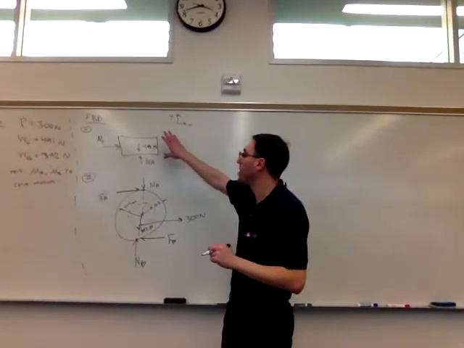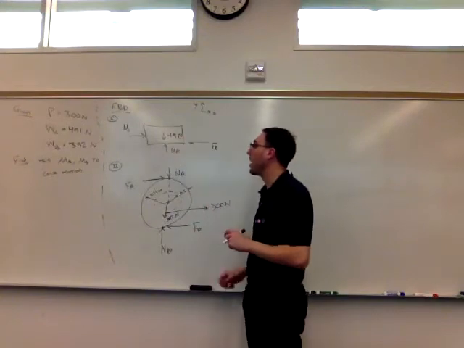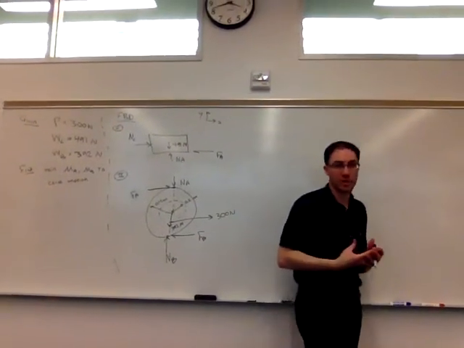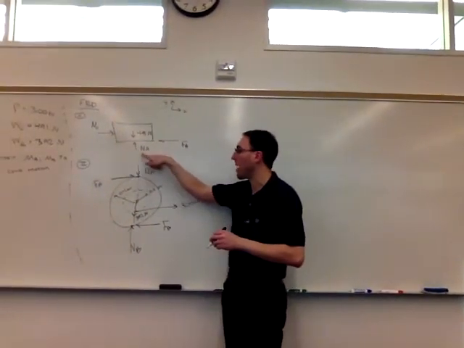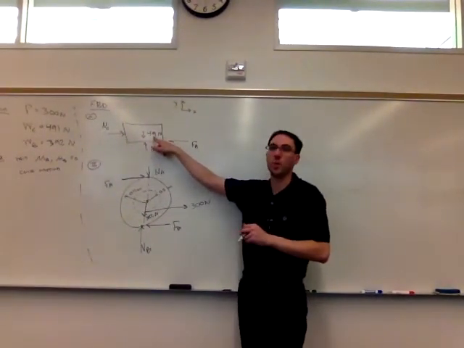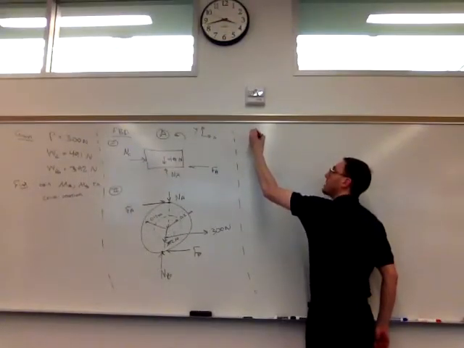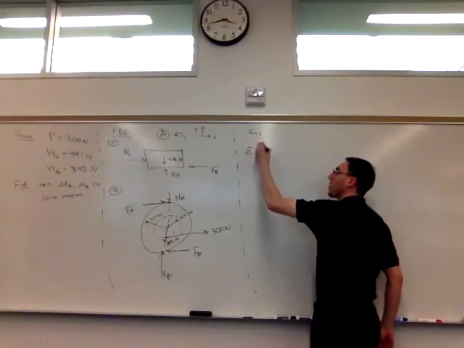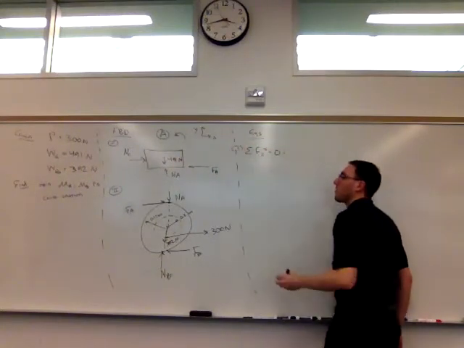And for the block, we don't know its length or if it's a uniform piece. We will be unable to do a moment calculation on the block because of this. We don't know how long it is, or where... we do know where NA acts, but we don't necessarily know where the weight acts. But that's going to be okay. Based on our free body diagrams, I can get two equilibrium equations out of my first free body diagram.